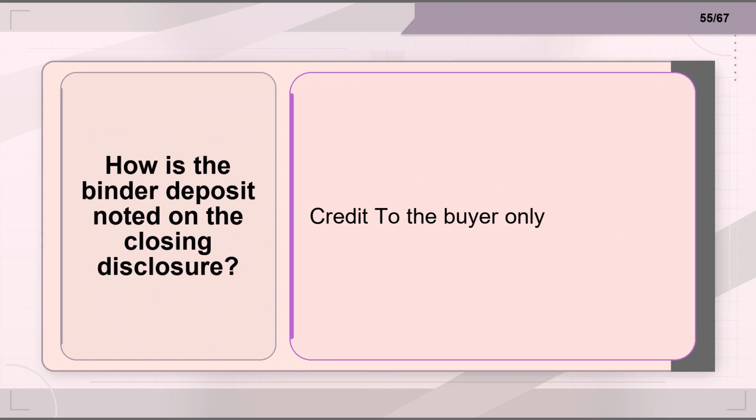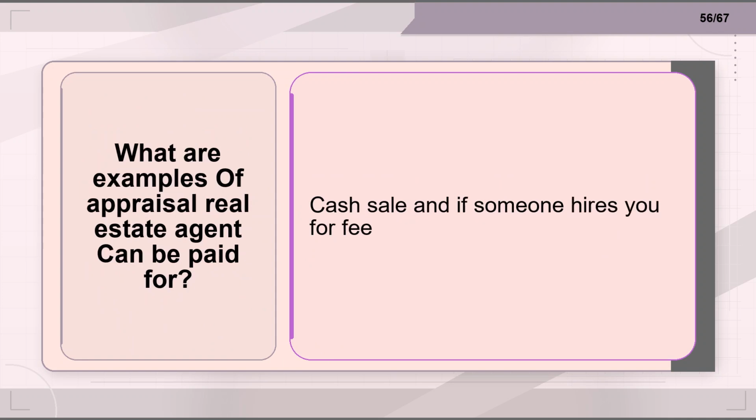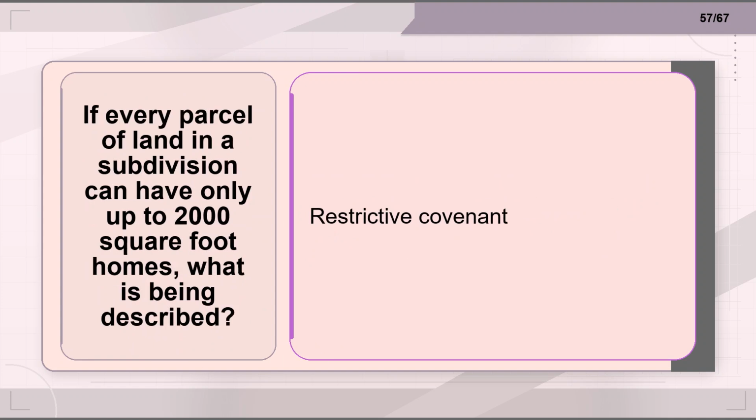Flashcard 55. Term: how is the binder deposit noted on the closing disclosure? Definition: credit to the buyer only. Flashcard 56. Term: what are examples of appraisals a real estate agent can be paid for? Definition: a cash sale and if someone hires you for a fee. Flashcard 57. Term: if every parcel of land in a subdivision can have only up to 2,000 square foot homes, what is being described? Definition: restrictive covenant.